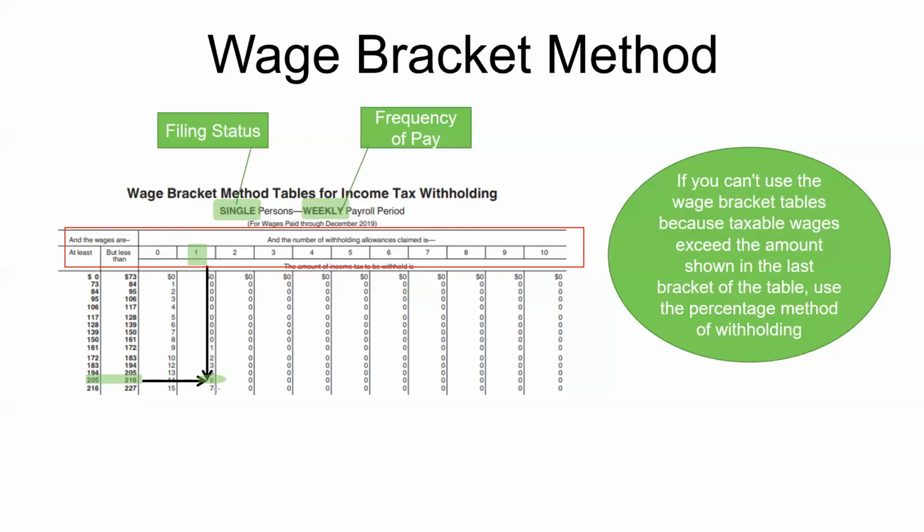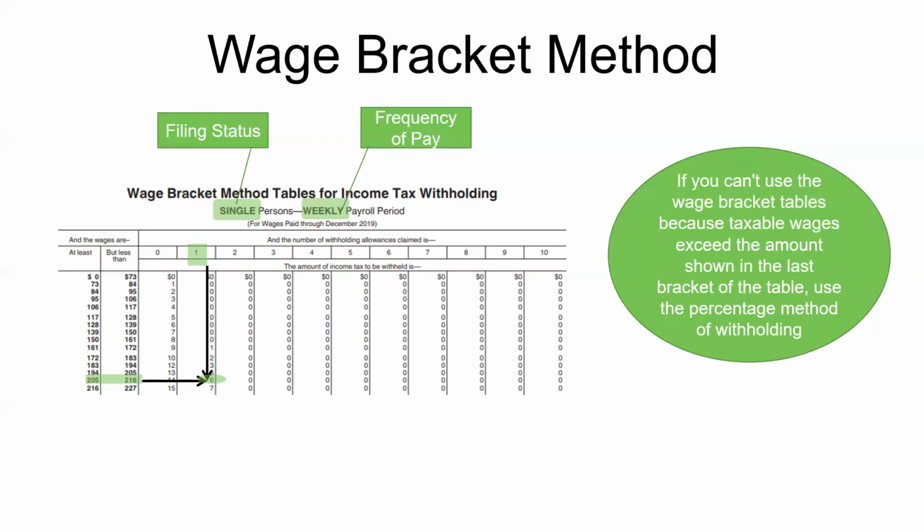Where it goes, that highlighted amount that says 6 there, that's the amount that needs to be withheld from that employee's paycheck for that week. So that's how you use those wage brackets. If you can't use the wage bracket, and we'll look at that as one of the examples here, because the taxable wages exceed the amount shown in the last bracket, then you have to use the percentage method.